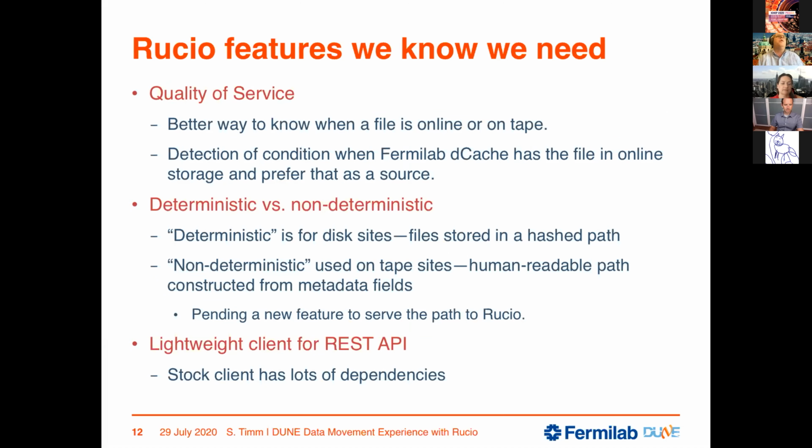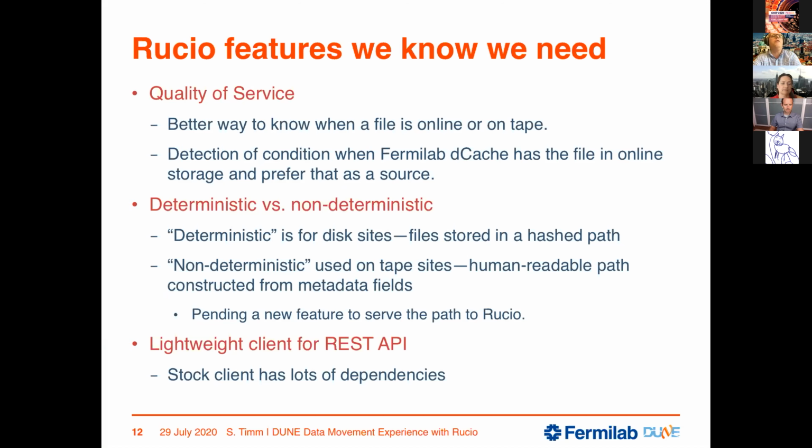So the features we know we need going forward: we need quality of service. In Rucio speak right now, something is either a disk site or a tape site. The public dCache at Fermilab, in other words the part that's not CMS, is both right now. So we need a better way to know when a file's online and on tape, and fetch it from Fermilab when it's already online.